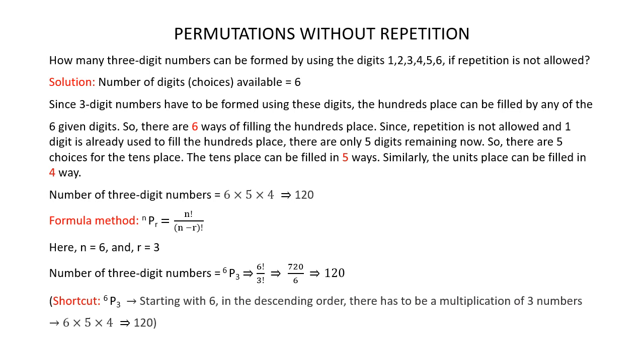Now there's a shortcut method to find the value of 6P3. Starting with 6 in descending order, there has to be a multiplication of 3 numbers. So 6 multiplied by 5 multiplied by 4, which is nothing but 120. Hope you have understood the concepts of permutations with repetition and permutations without repetition.